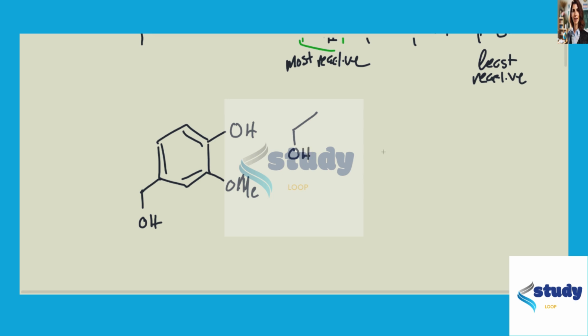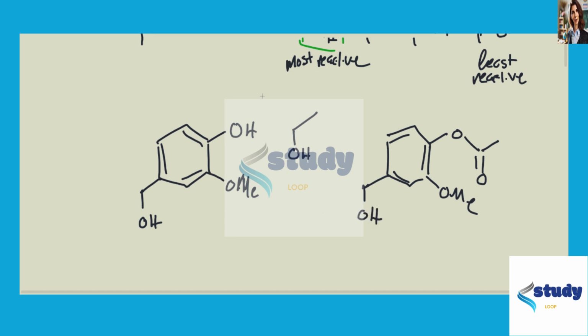However, if we reduced vanillin acetate with sodium borohydride, this part of the molecule would remain the same. The methoxy would still be here. We just have this alcohol. So that's the difference between lithium aluminum hydride and sodium borohydride.